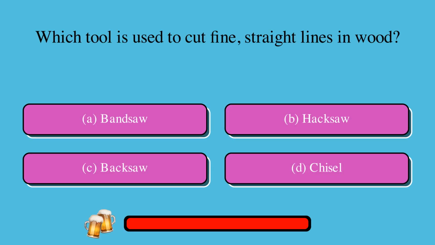Which tool is used to cut fine straight lines in wood? A. Bandsaw, or B. Hacksaw, or C. Backsaw, or D. Chisel? The correct answer is C. Backsaw.